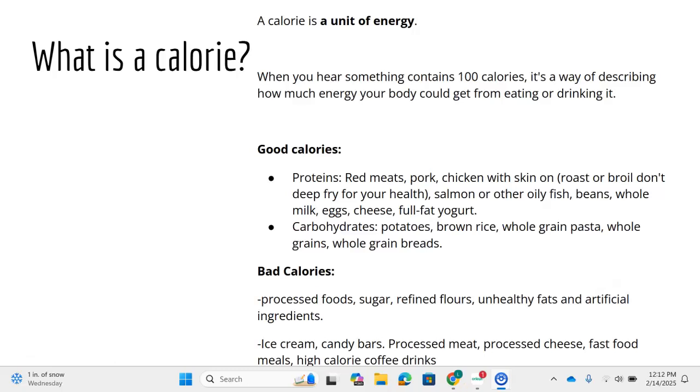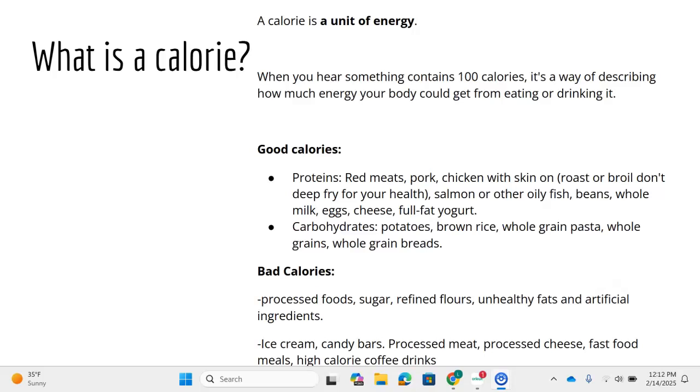Today we'll be talking about what a calorie is and how we can track our basal metabolic rate and our caloric intake as well. So to start off the class, what is a calorie? When you hear something contains 100 calories, it's a way of describing how much energy your body could get from this by eating or drinking it. So if you really think about it, a calorie is a unit of energy.